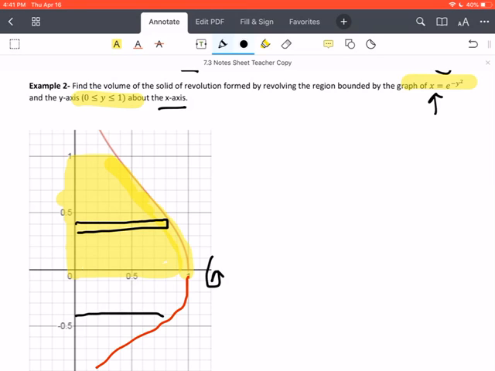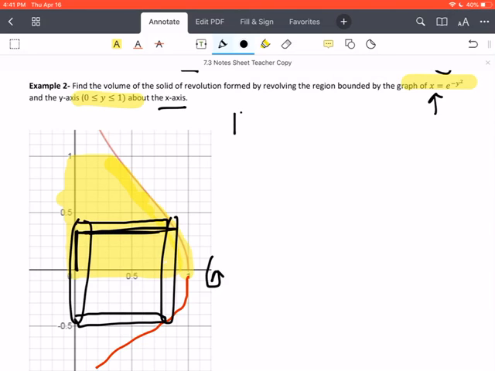So I have my mirror image and then I draw in my cylinder. So here's just one cylinder, and I'm going to consider the dimensions of this cylinder. I need to know the radius, and I need to know the height. So when I use my formula, 2 pi integral, what is this radius controlled by? It's just y. Wherever you're at on the y-axis is going to give you the radius of that particular cylinder.